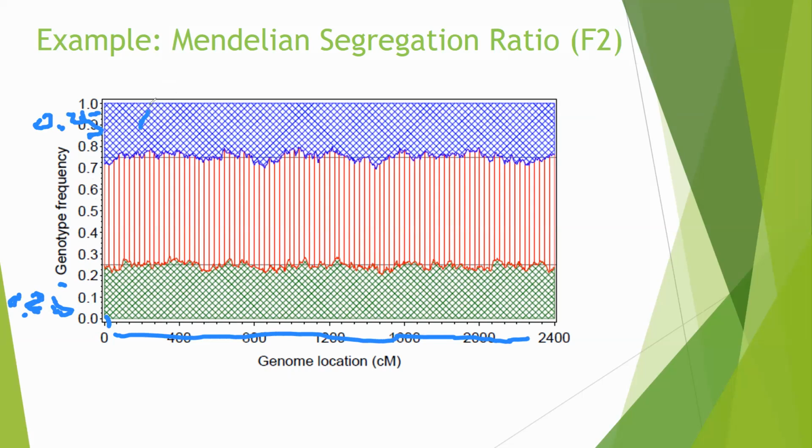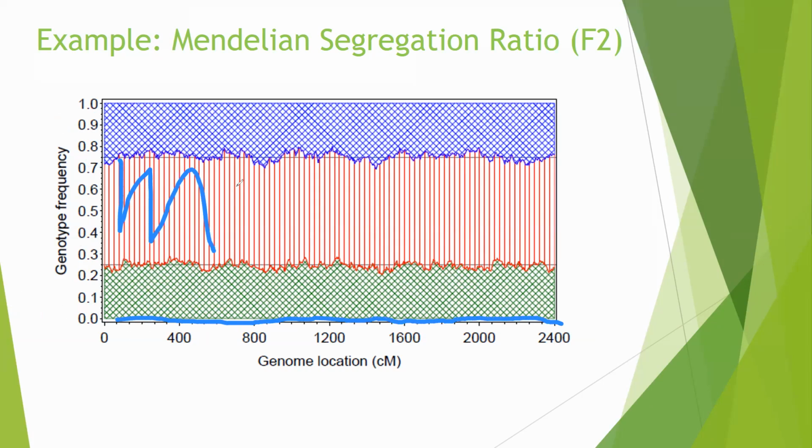So this is for the A1, and this is for the A2, and then you're going to see roughly 50% of the genotype is heterozygous, right? So you're going to see this 1:2:1 ratio along the genome. If there's no segregation distortion, it's roughly the same. Compared to this one, what happened to this one?